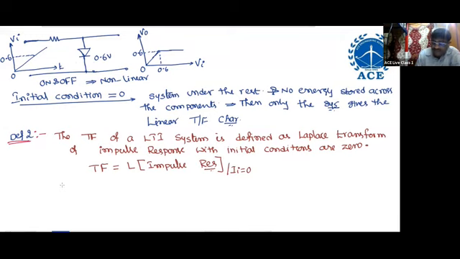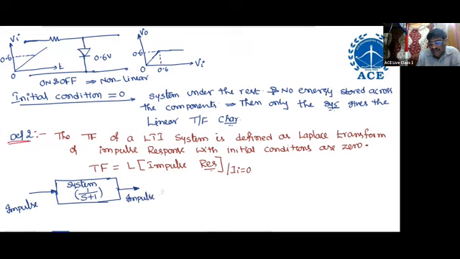For example, I'll take a system, that is 1 by s plus 1. The system is nothing but the transfer function only. I'll take the input as impulse. The output is called the impulse response.